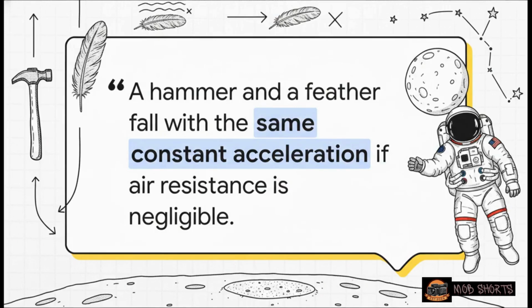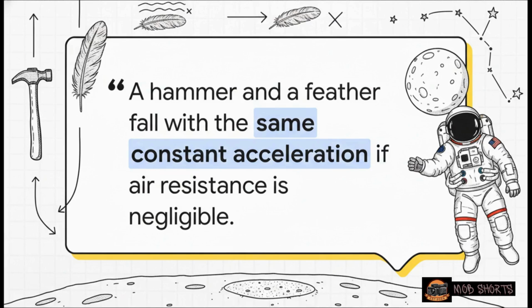Now, here on Earth, the answer's obvious, right? The hammer wins, no contest. But that's only because of air resistance. So what happens if you get rid of the air? Well, back in 1971, we didn't have to imagine. Apollo 15 astronaut David Scott performed this exact experiment on the moon, where there's no atmosphere.